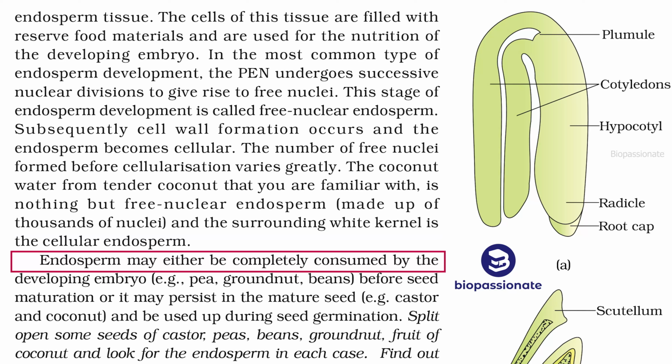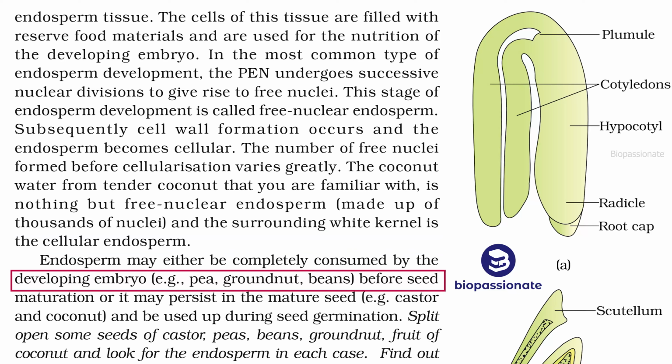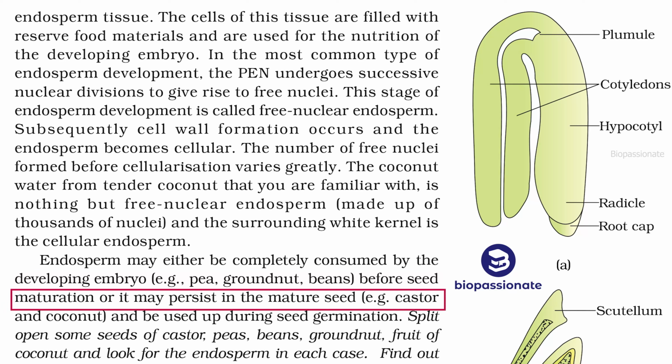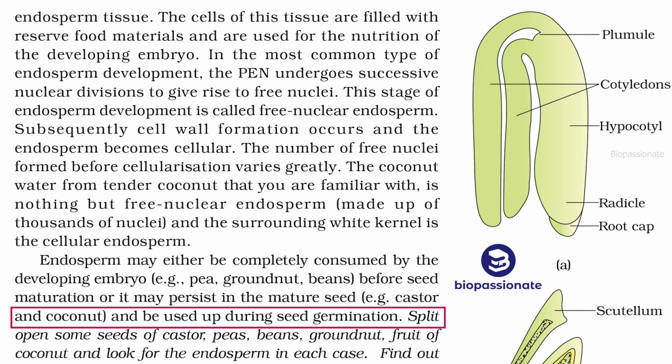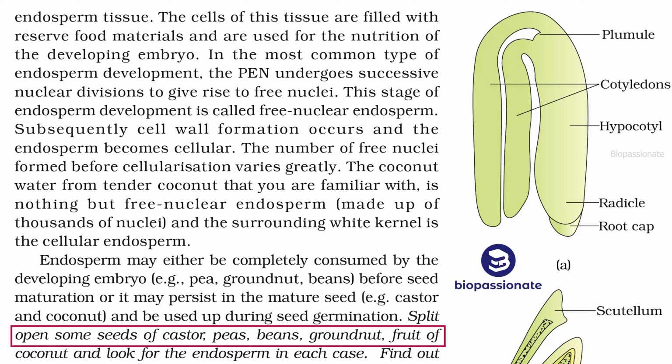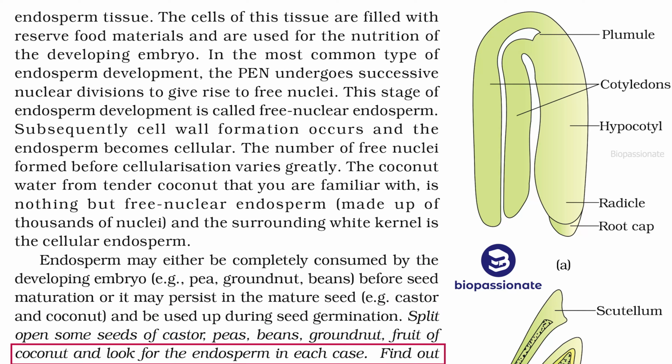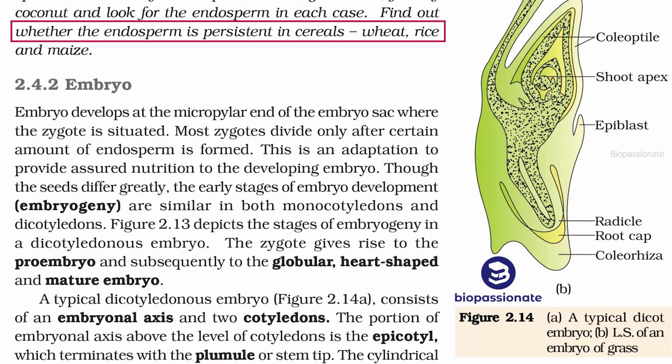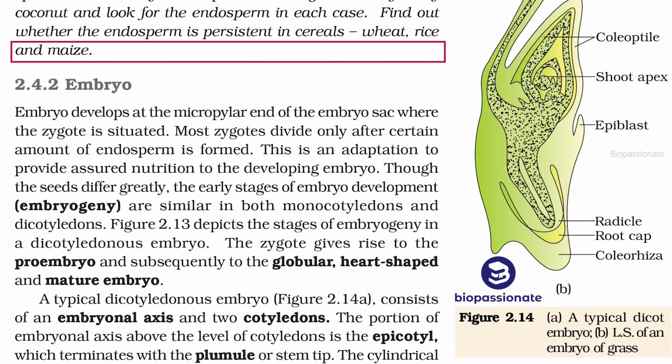Endosperm may either be completely consumed by the developing embryo before seed maturation, for example, pea, groundnut, beans, or it may persist in the mature seed, for example, castor and coconut, and be used up during seed germination. Split open some seeds of castor, peas, beans, groundnut, and the fruit of coconut, and look for the endosperm in each case. Find out whether the endosperm is persistent in cereals: wheat, rice, and maize.